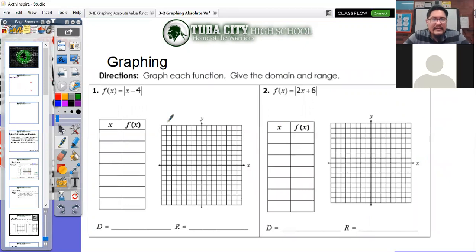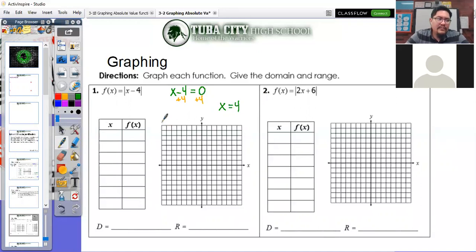So let's go ahead and look at this one here. I have f of x is equal to the absolute value of x minus 4. What we're going to do is take the expression inside the absolute value and set it equal to 0. So the bars are just gone, right? We just want to know where the middle is for now. I'm going to add 4 to both sides, plus 4 here and plus 4 there. So x equals, in this case, 4.